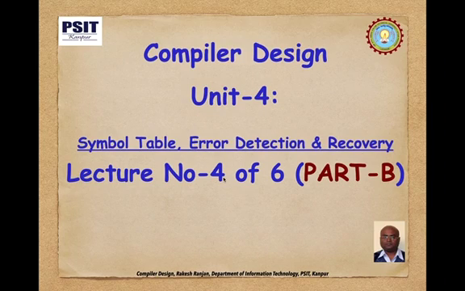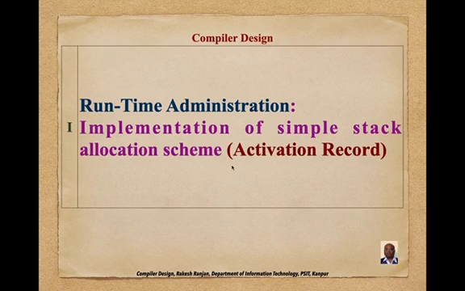This is lecture number 4, that is topic number 4 of 6 from Unit 4, and this is Part B. Part A was already discussed. Here we will talk about the activation record. In the previous lecture we talked about the activation tree. Now we will talk about the activation record.